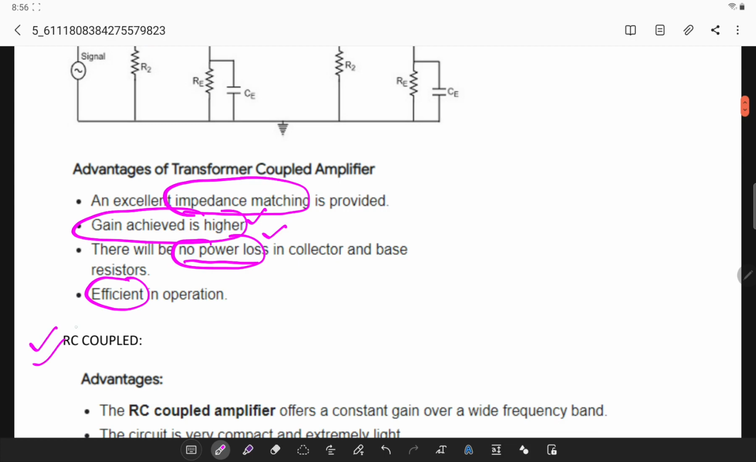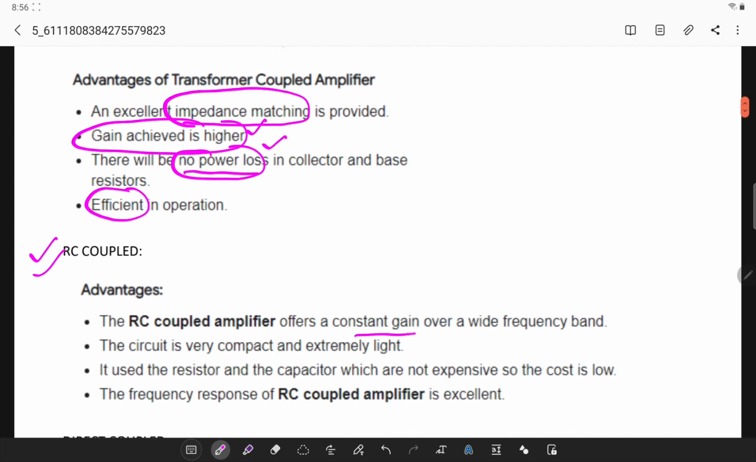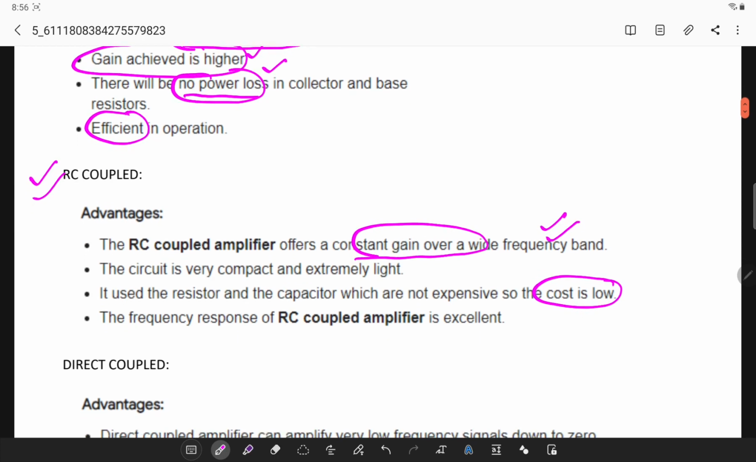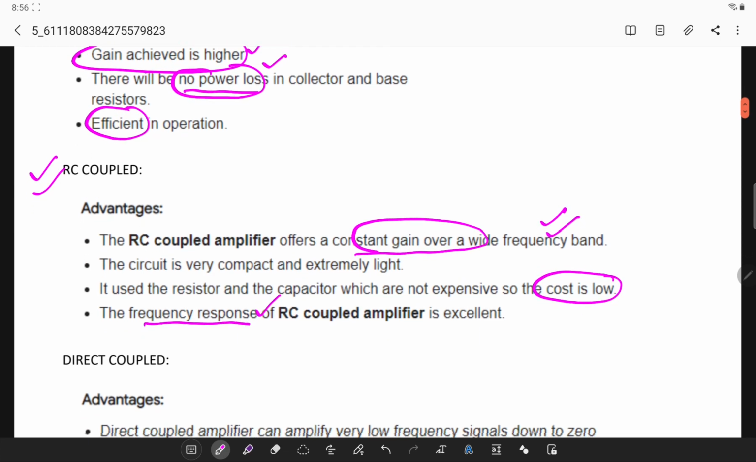Next, coming back to the RC coupled amplifier, this will have a constant gain over a wide band of frequency and you will have low cost because you are not using a transformer. However, the frequency response is also very good.